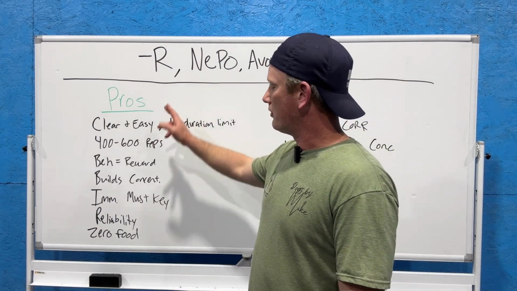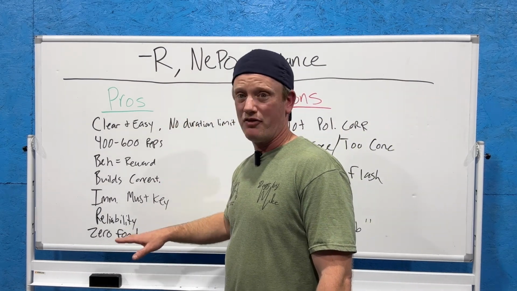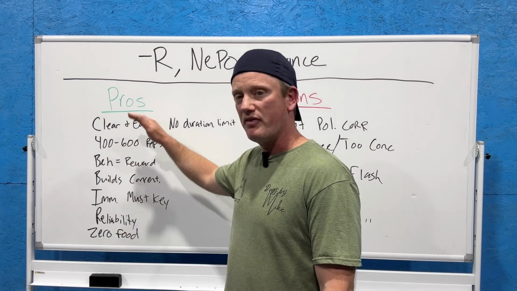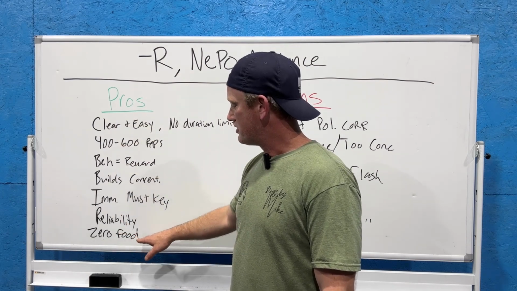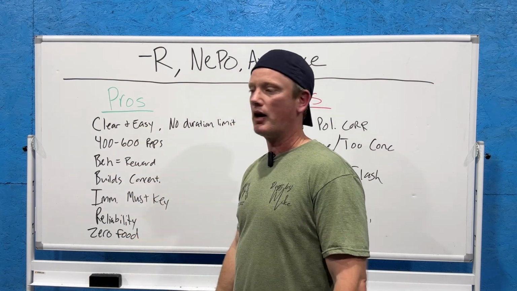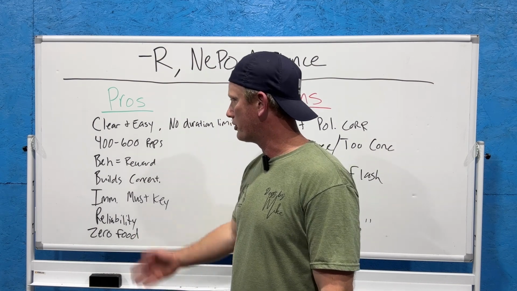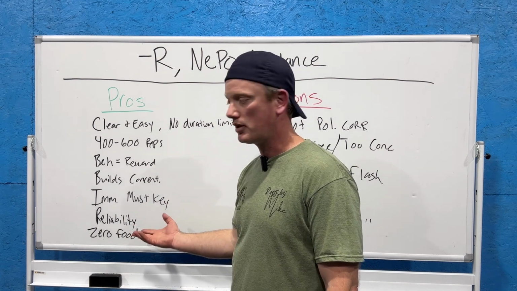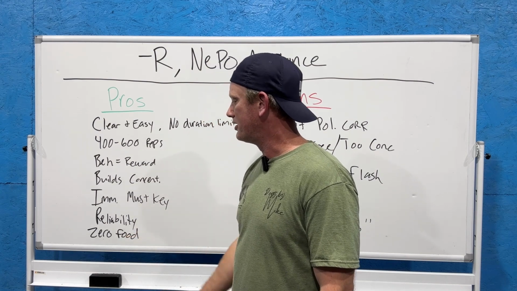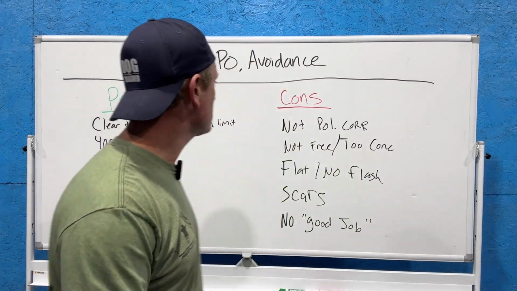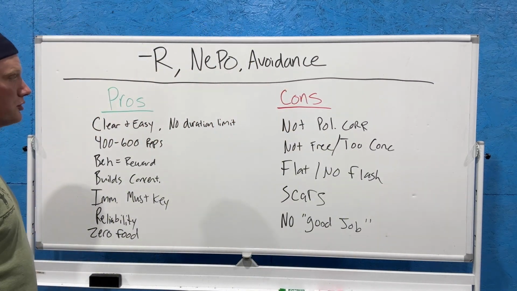And then not the final pro in negative reinforcement, but the final pro that I'm going to list here is zero food. You don't have to have food with you to train, right? You just use your leash or you use your e-collar or whatever tool you're using, whatever type of pressure you're using. It could be spatial pressure, doesn't matter, but you don't have to have food. So those are pretty good pros, right? And there's a lot of pros.